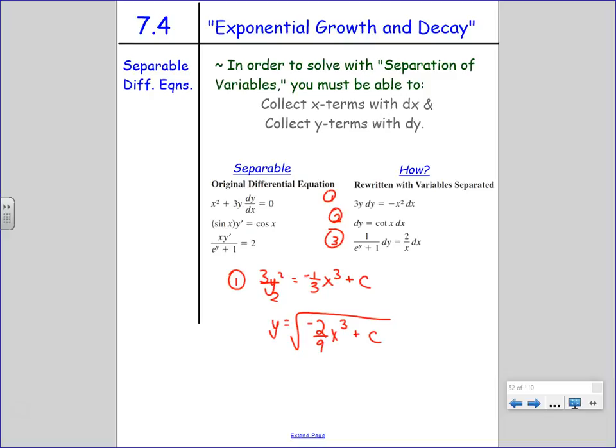No. Because when you square root the y, the c is now inside. And technically we could say plus or minus depending on the context, right? Because y squared could be a positive or a negative. Alright, that was the first one.